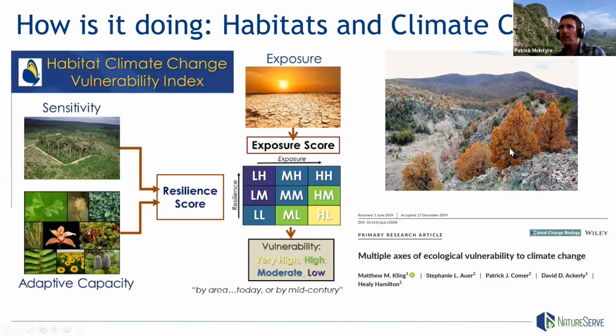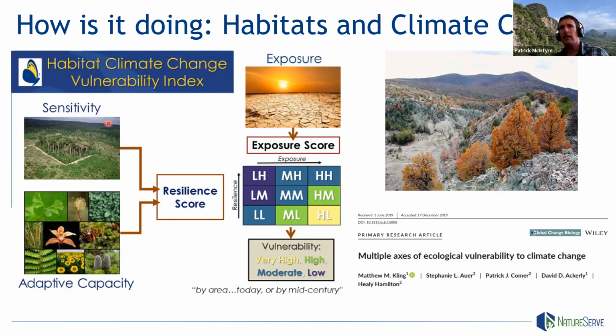I've got a picture here showing pinyon juniper woodland in the southwestern United States. And this is a picture some of you may be familiar with, showing a dieback of pinyon trees within pinyon juniper habitat. This is an ecosystem that appears to be vulnerable to climate change, to increased temperatures, increased drought, etc. So NatureServe has worked on combining an index of different factors that are related to how ecosystems might be vulnerable or resilient to climate change.